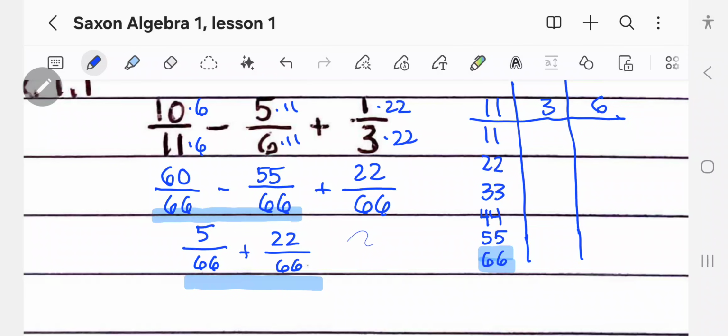I've got 5 plus 22, which equals 27 over 66. And I believe that will simplify. It looks like the numerator and denominator are divisible by 3. And 27 divided by 3 is 9, and 66 divided by 3 is 22. And they don't have any further common factors. So that's my answer, 9 over 22.